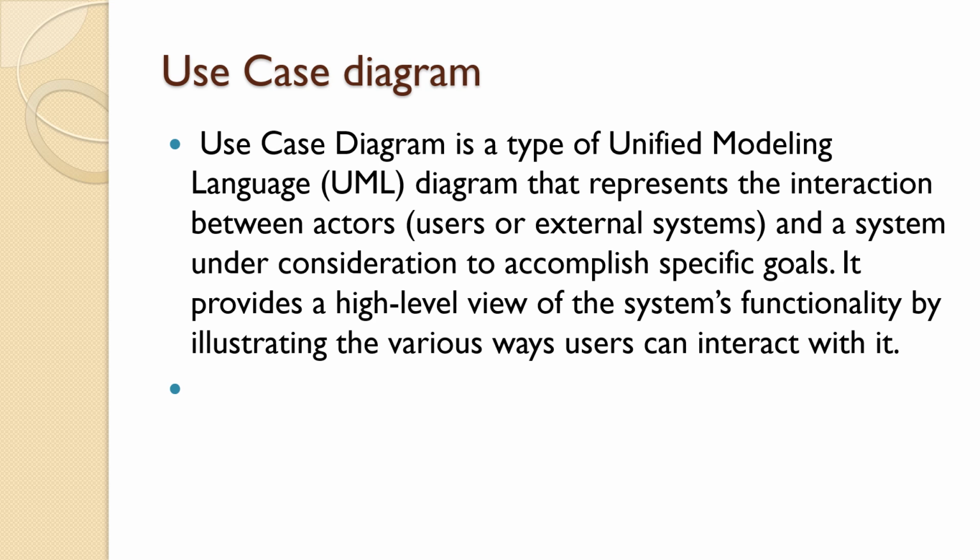Actors are the entities that interact with the system, such as users or other systems. Use cases are specific functions or features that fulfill requirements. The next one is the system boundary. The system boundary is the scope of the system, represented by a rectangle enclosing the use cases. Relationships are lines connecting actors to use cases, which can show association, generalization, or dependency.